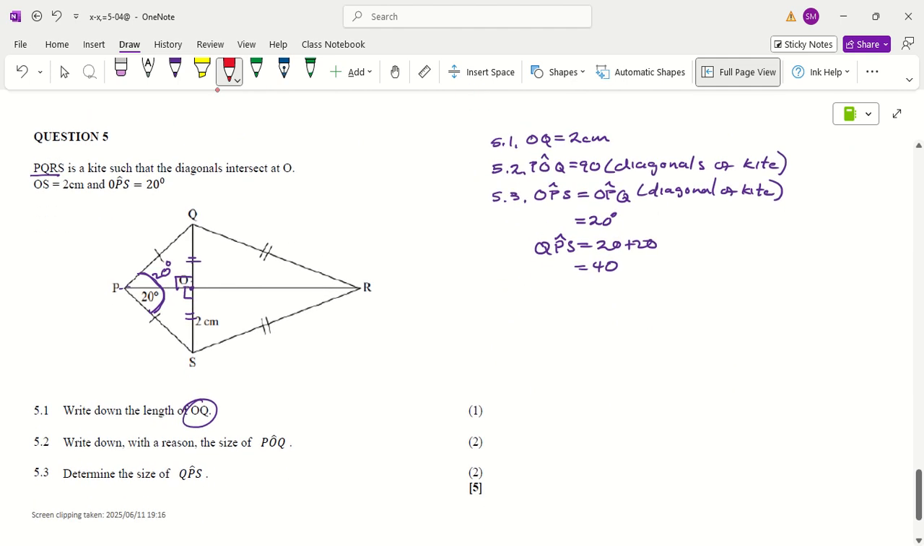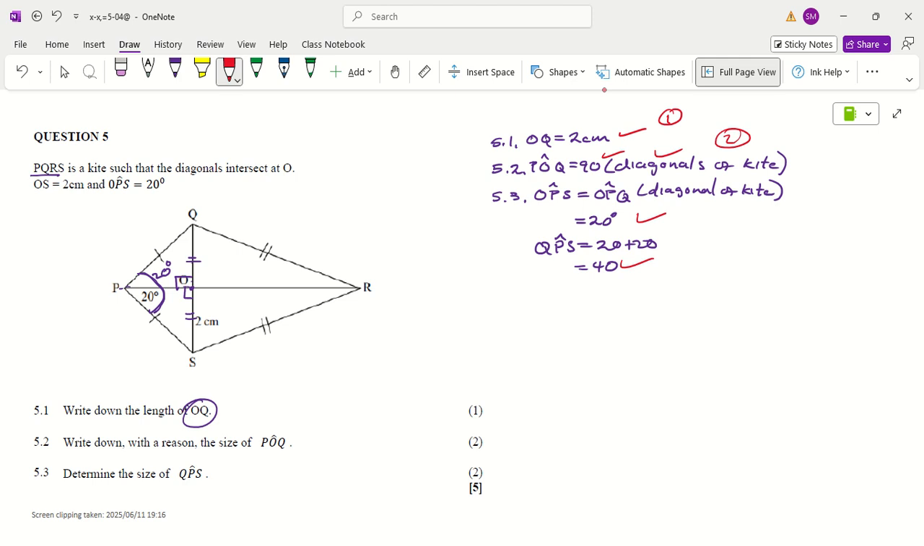Then we go to 5.1, 1 mark. Then 5.2, you get a mark for the statement and the reason, that is 2 marks. And then the last question, you get a mark for OPS, and then another mark for OPS, and then another mark for, wait, the first one is O, so I made a mistake here.